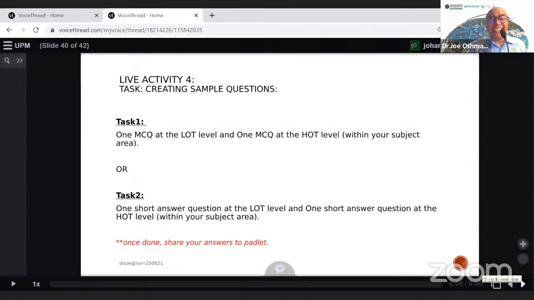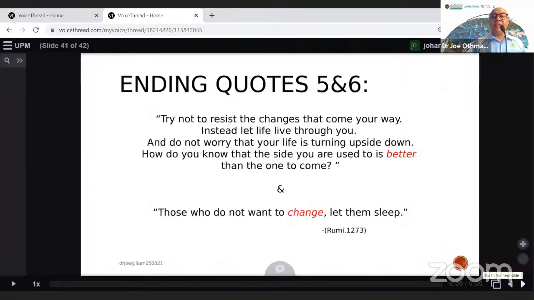This is the activity. All of you can do it later and put it in Padlet lah. Not now lah. Maybe tonight ke tomorrow, inshallah, if I have the time, I can just browse through. I want you guys to prepare one MCQ low and one MCQ high, and then one short answer low, one short answer high. I know this can be done, but I need more time since I told you I'm on time. And finally, I end with this quote.